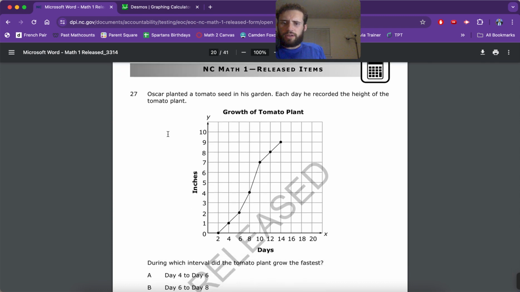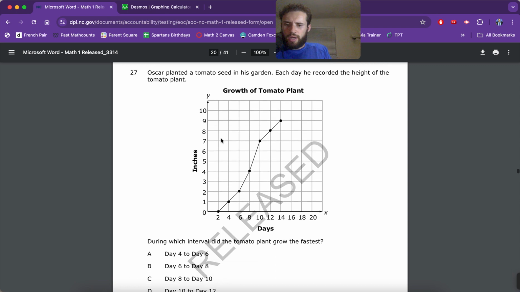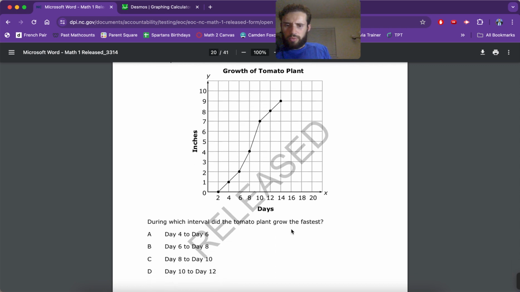Oscar planted a tomato seed in his garden. Each day he recorded the height of the tomato plant. During which interval did the tomato plant grow the fastest? Okay. Well, you're just looking for the one with the steepest slope. Now you could do this mathematically and just say which one's change in Y for a change of 2 in X was the biggest. But you can also just look at it and see, right, this is clearly the steepest part of the line.